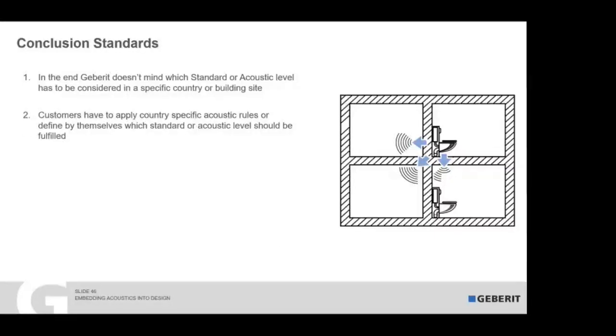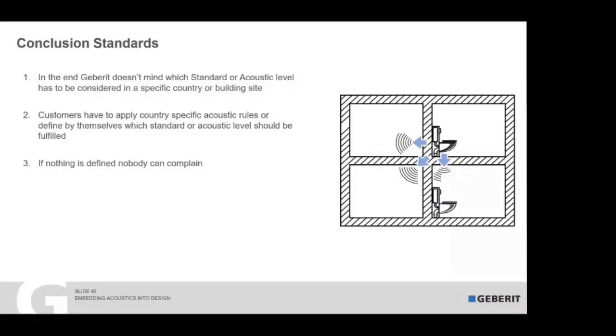Also, the customers have to apply country-specific acoustic rules if they are available. Mostly they are not available, or as I showed you, maybe not so precise. Then of course you can define by yourself, or say, okay, I would like to go according to German rules, Swiss rules, whatever rules you consider, or even define only a value which you would like to reach in your building. If nothing is defined, actually nobody can complain.